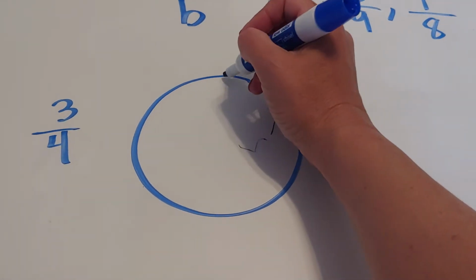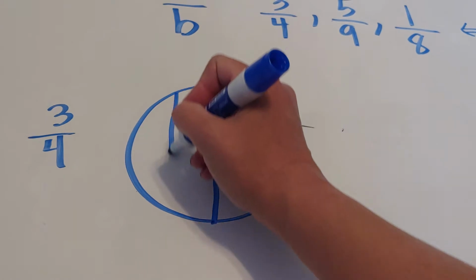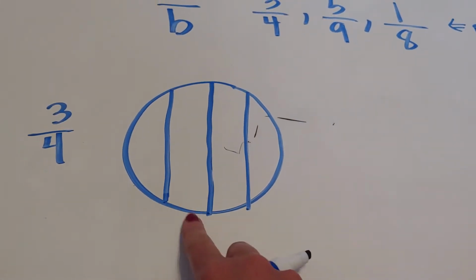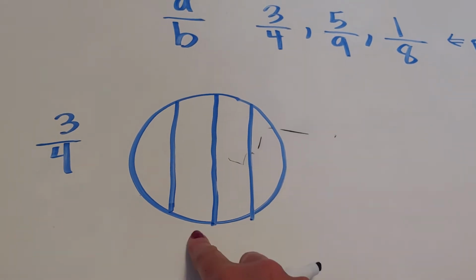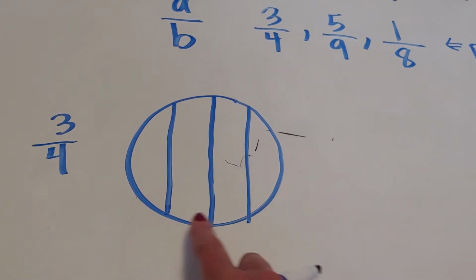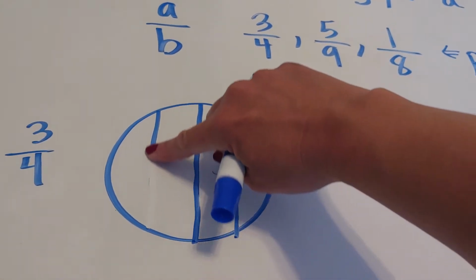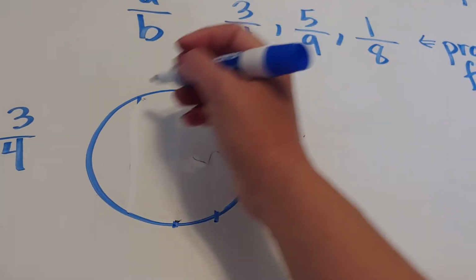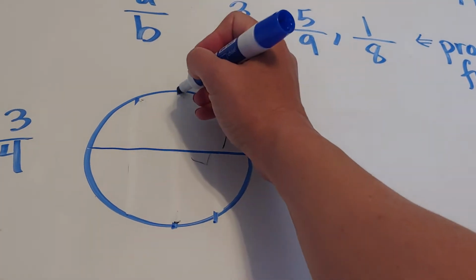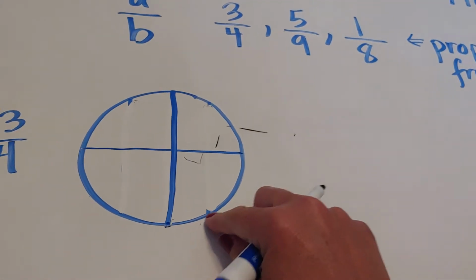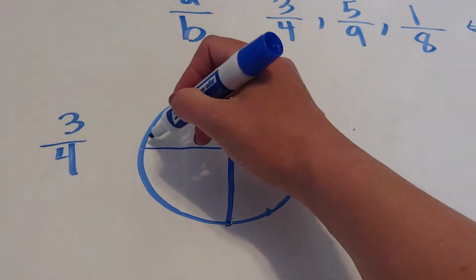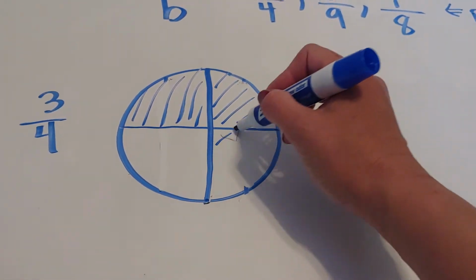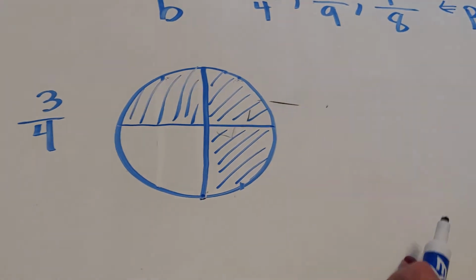The problem is that we need to also make sure that students understand that this is not going to work. Yes, it's cut into 4 pieces, but are all these the same? No, they're not all the same size. So when we're cutting, we have to cut it into 4 equal slices, or as close to equal as we can get. And then I would shade 3. So this represents 3/4.